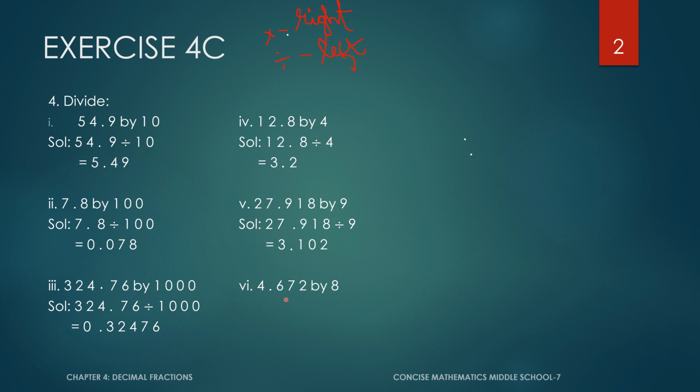Now 4.672 by 8. Even here, just neglect this point, children. You just forget this point. Right? Just divide 4,672 by 8. Just divide it as you do it. So this will be the answer. Now, after dividing it, you have to place the decimal point. How many numbers are there after this point? 3 numbers. So from here, 1, 2, 3. So 0.584 will be the answer.